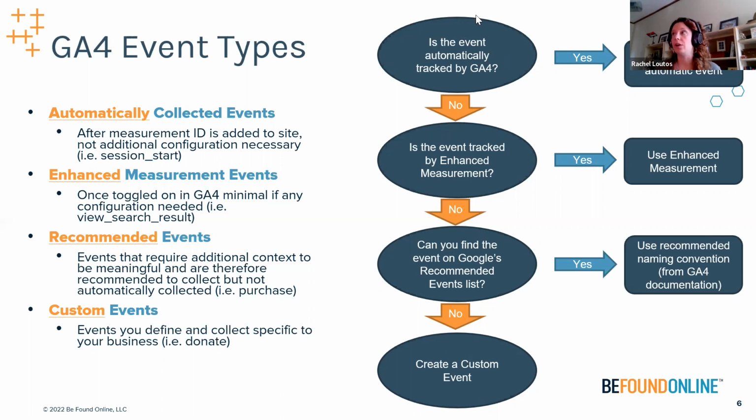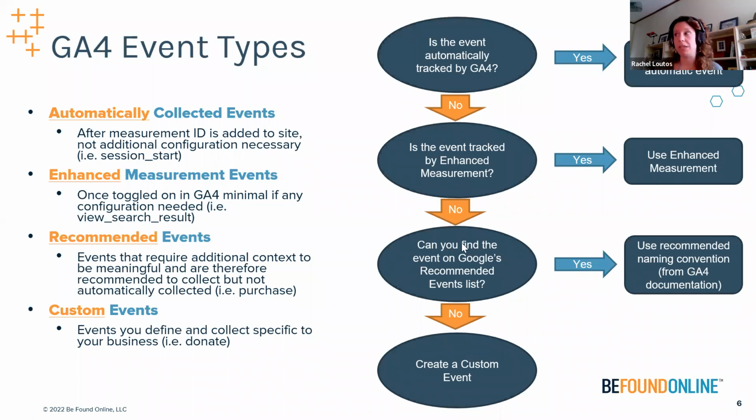So the way that you're going to work through this is obviously top to bottom, and you're going to ask yourself, is the event automatically tracked by GA4? And if it is, you're going to keep using that automatic event. If not, you're going to ask yourself, is the event tracked by enhanced measurement? And if yes, you're going to use enhanced measurement.